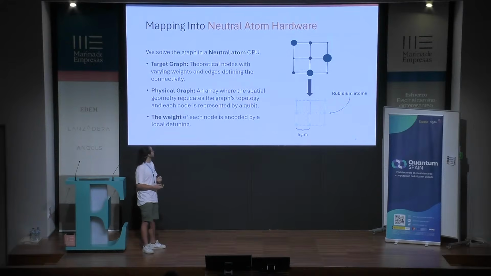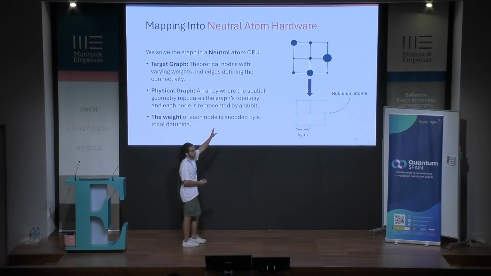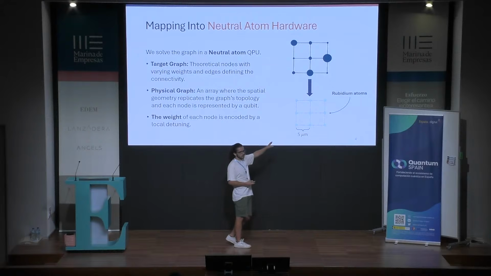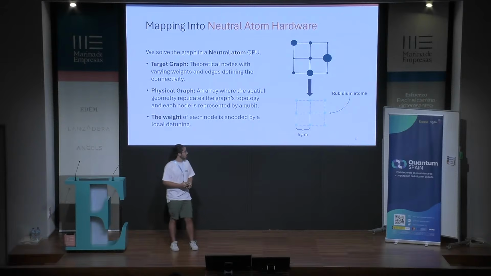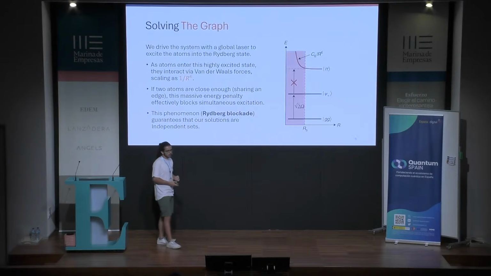So here we have another target graph for our problem, and next to it, we see its physical counterpart, which is an array of neutral atoms, where the disposition of the atoms perfectly replicates the topology of the graph. To solve the problem, we drive the atoms with a global laser to the Rydberg state, and in this highly excited state, they are going to start interacting with each other via van der Waals forces. The interaction energy of this van der Waals force is going to scale as the distance between the atoms to the power of -6.